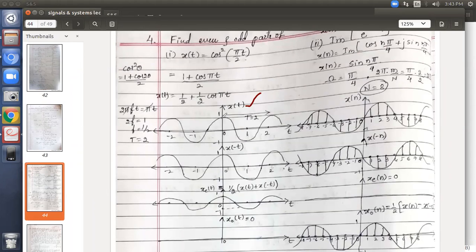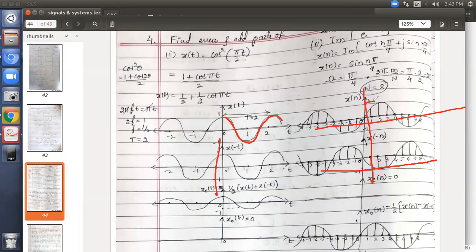Reflection of this will be the same, because if you see, it is symmetric about the vertical axis. The signal you get on the right hand side is the same on the left hand side. So if I want to draw the reflection of this signal, let me try. If this signal is like this on the right hand side, how will its reflection be? Let me draw it here.